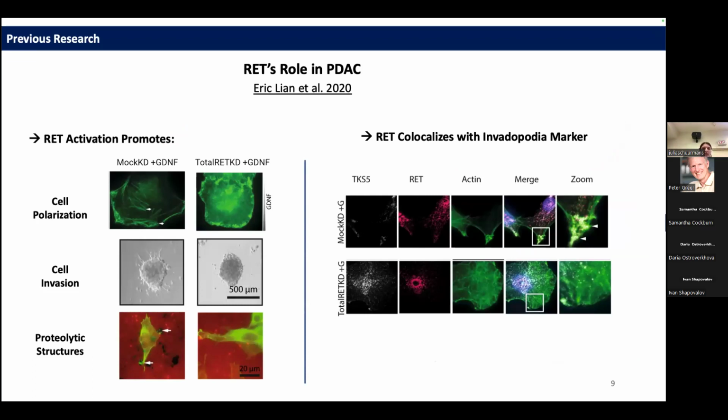First he used wild-type PDAC cells, which express RET endogenously, and compared them to PDAC cells that he modified using shRNA knockdowns, so he knocked down RET expression in these cells. Ultimately, he found that RET activation was required for cell polarization. Here on the left, we can see the mock knockdowns, which express RET, and they have stress fiber organization and polarization towards the source of GDNF, which is the ligand for RET. And on the right, we have RET knockdowns and a more dispersed and unorganized actin pattern.